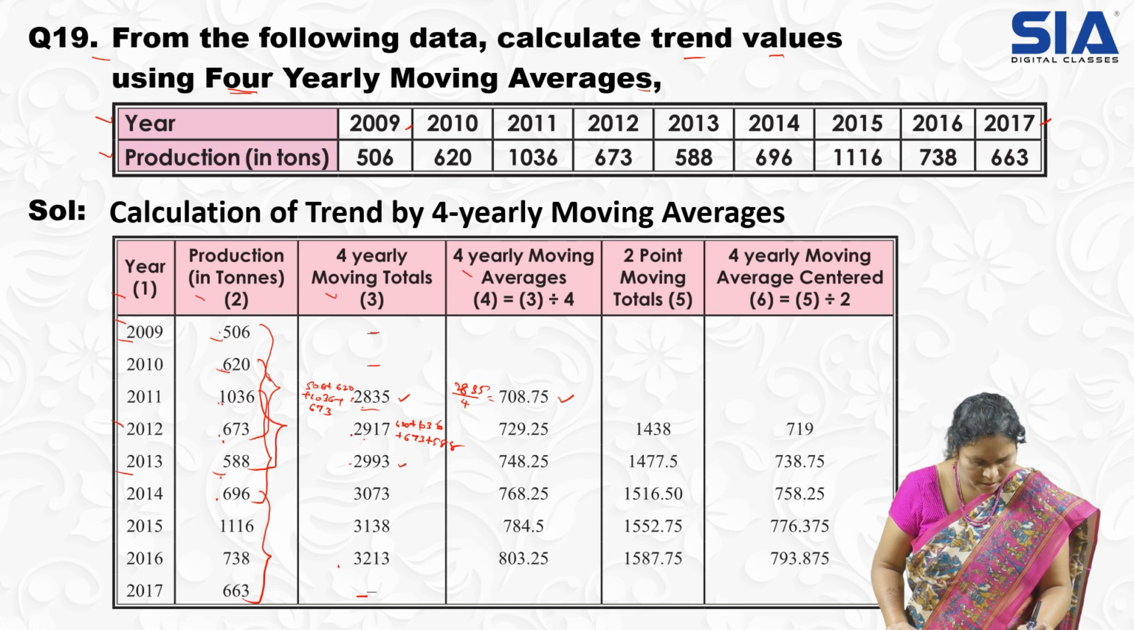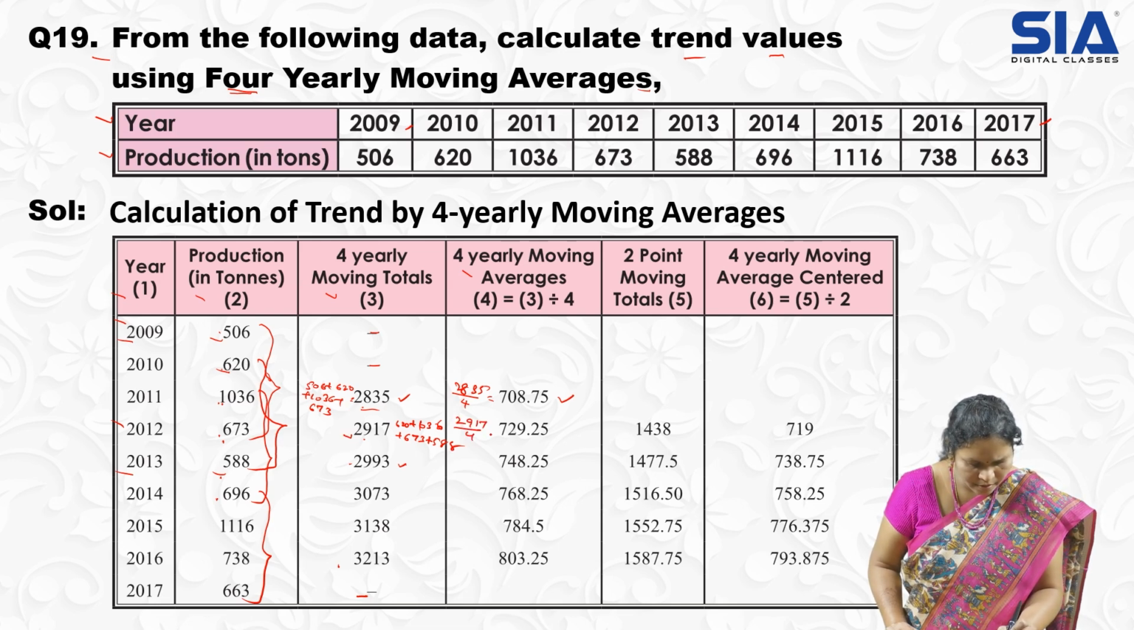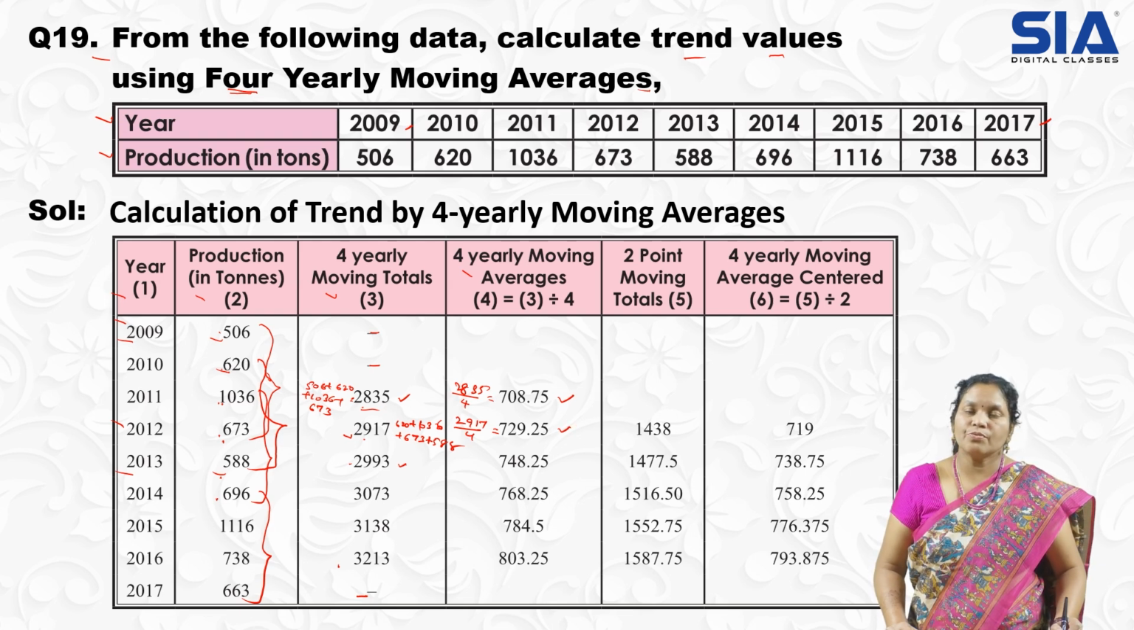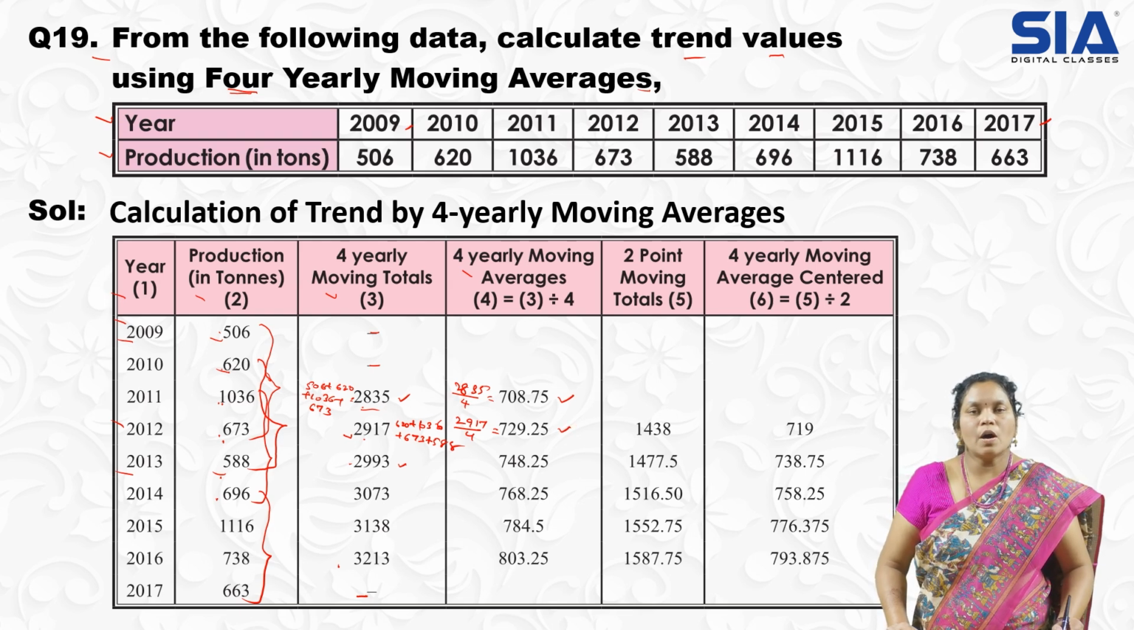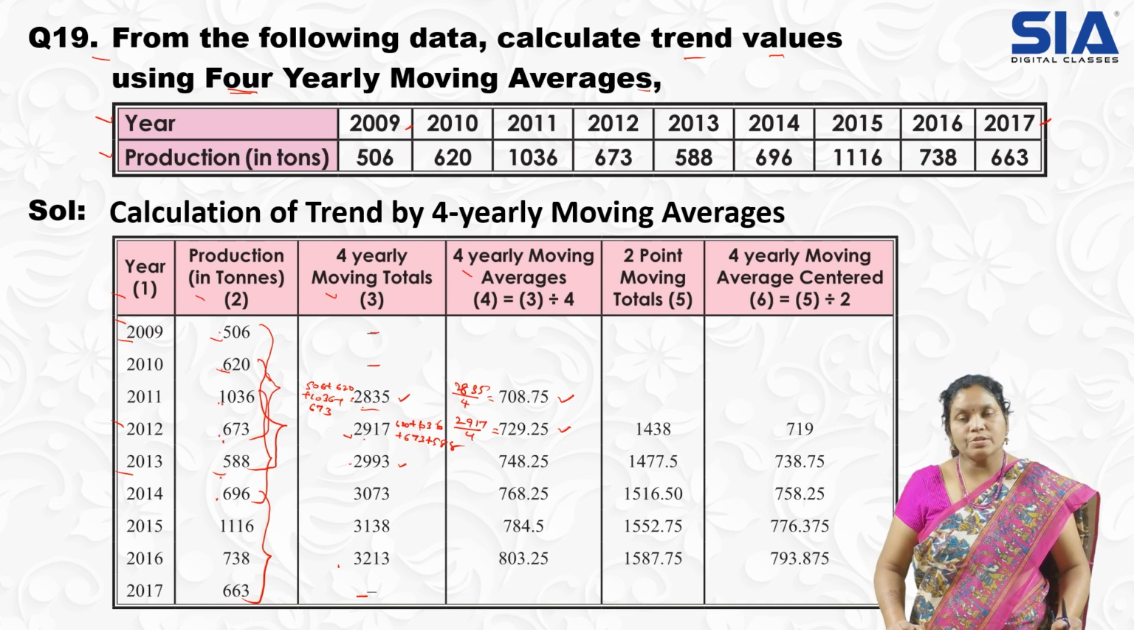Let us check one more. 2917 divided by 4, we got the answer as 729.25. Like that you have to go on doing the 4-year moving average. Next, let us proceed further.